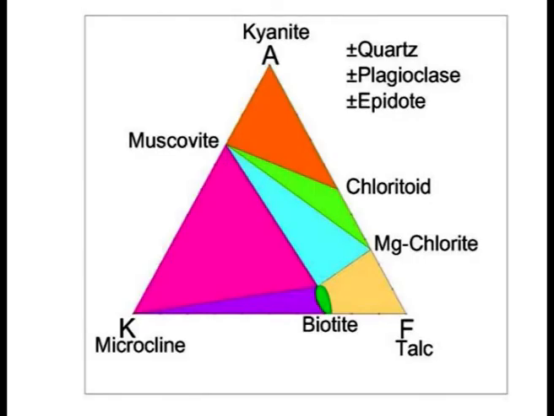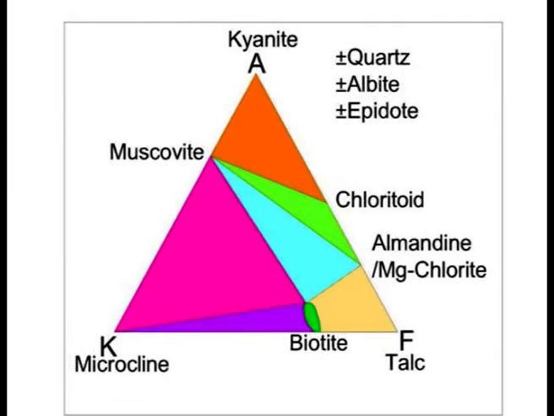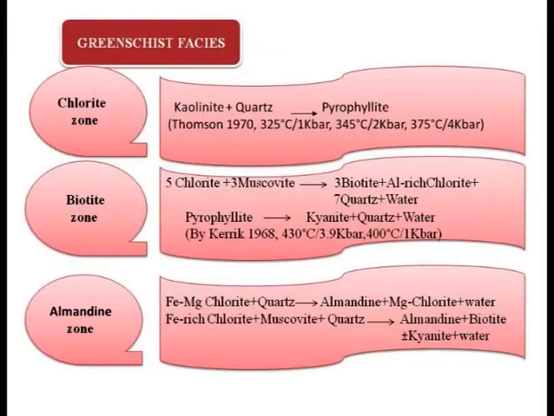Seventh assemblage is your muscovite plus quartz plus chlorite plus biotite plus minus epidote and plus minus albite, also known as muscovite biotite chlorite schist. Now come to the next higher zone, that is your almandine zone. The first appearance of almandine is indicated by the beginning of the almandine zone of greenschist facies. The important reactions: Fe-Mg chlorite plus quartz give rise to almandine plus Mg chlorite plus water. Fe-rich chlorite plus muscovite plus quartz give rise to almandine plus biotite plus minus kyanite plus minus water.